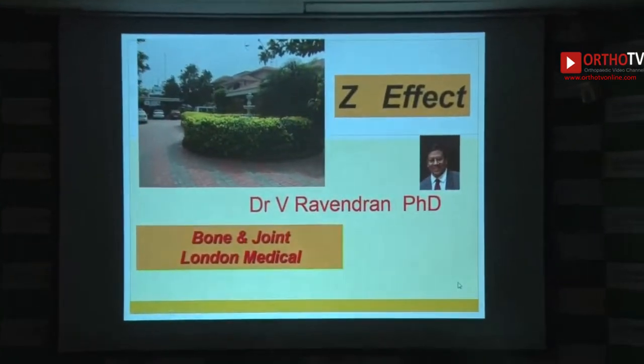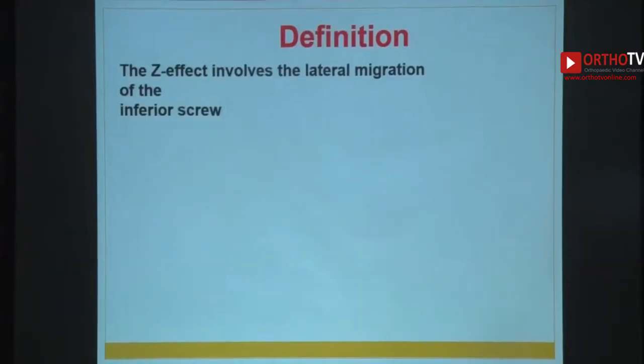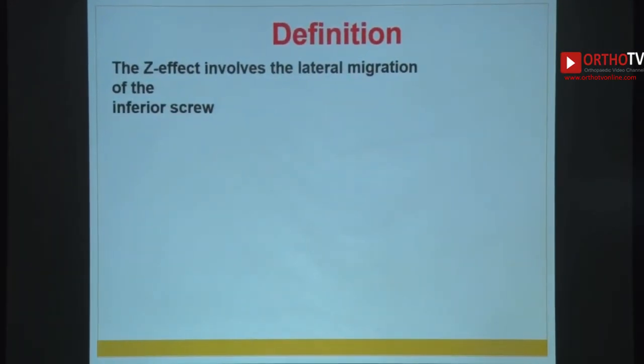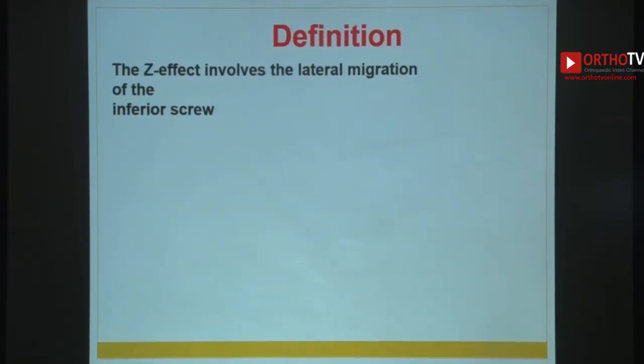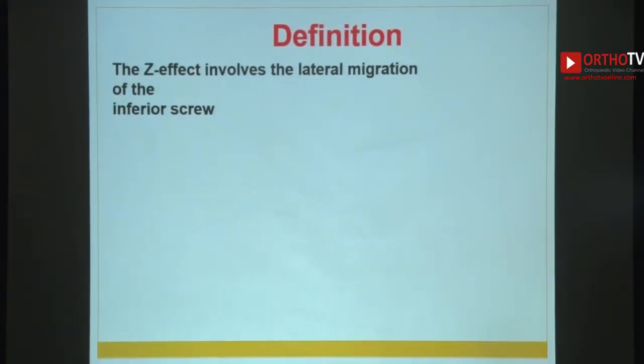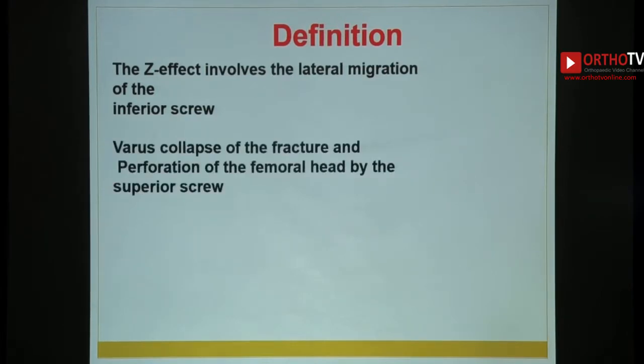Z effect. Okay. But just get the definition of what it is, and then I'll let you know. So what is it? How will you define a Z effect? What it involves is lateral migration of the inferior screw. When we talk about the Z effect, it is the lateral migration of the inferior screw. That's how it goes, and we take it on from there. Obviously, with that, there can be a varus collapse, and there can be perforation of the femoral head by the superior screw. These are secondary effects of the lateral migration.